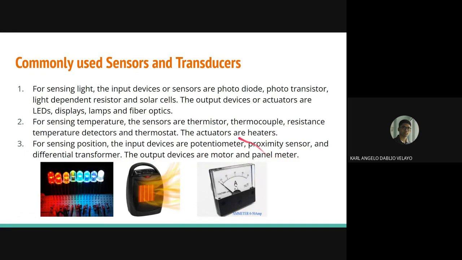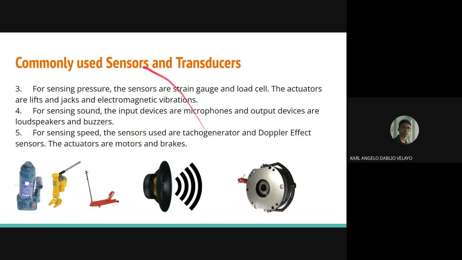motor and panel meter. For sensing pressure, the sensors are strain gauge and load cell, while the actuators are lifts and jacks and electromagnetic vibrations. For sensing sound, the input devices are microphones and the output devices are loudspeakers and buzzers. For sensing speed, the sensors used are tacho generator and Doppler effect sensors. The actuators are motors and brakes.